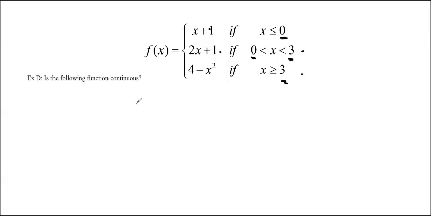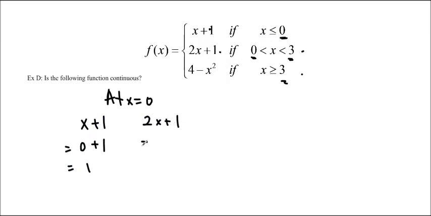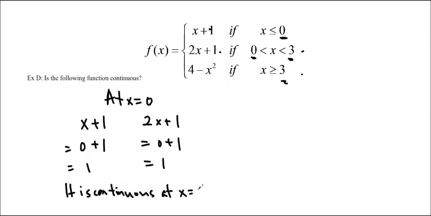So when we check x equals 0, we're going to check the first two because those are where they meet together. So x plus 1 is equal to 0 plus 1, which is 1. And 2x plus 1 is equal to 0 plus 1, which is 1. So because they are equal, then it is continuous at x equals 0. So far so good, it's continuous in this section.